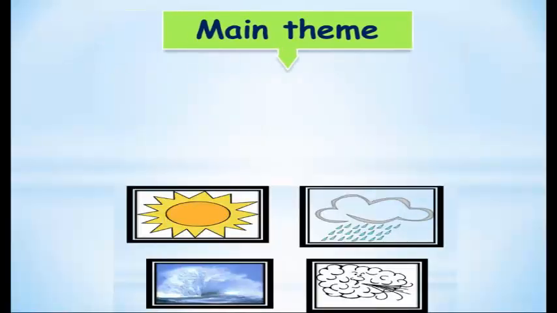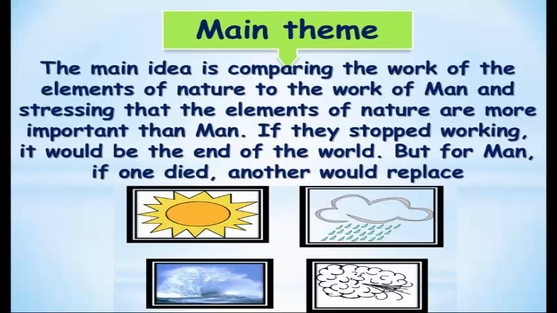The main theme of this poem is comparing the work of elements of nature, which are sun, rain, sea, and air, to the work of man, and stressing that elements of nature are more important than man. If they stopped working, it would be the end of the world. But for man, if one died, another would replace him.